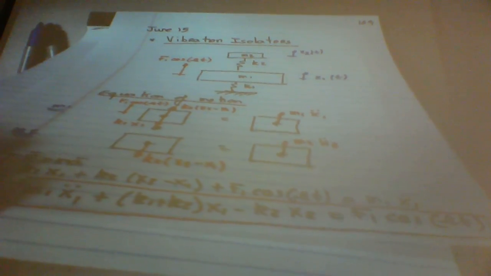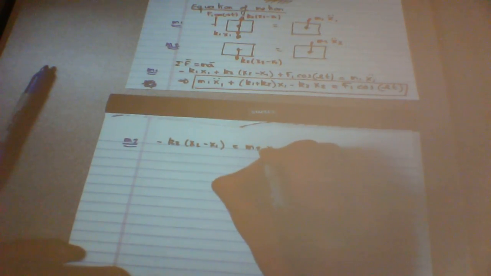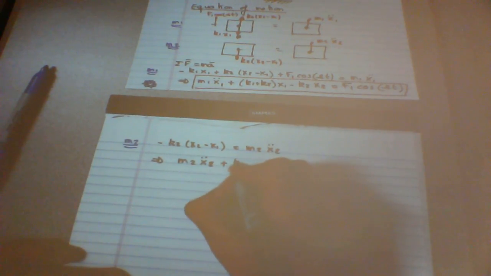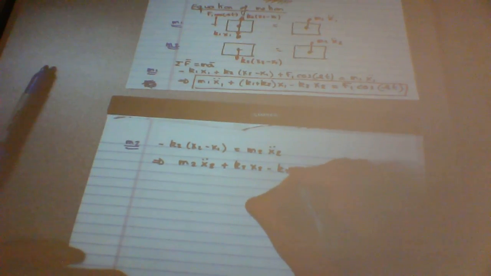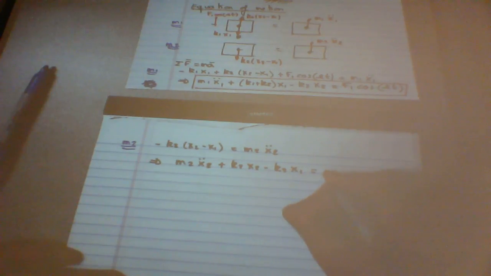If we do exactly the same thing for the mass M2, we're going to have minus K2 (X2 minus X1) equal to M2 X double dot 2, which will give us M2 X double dot 2 plus K2 X2 minus K2 X1 equal to 0.